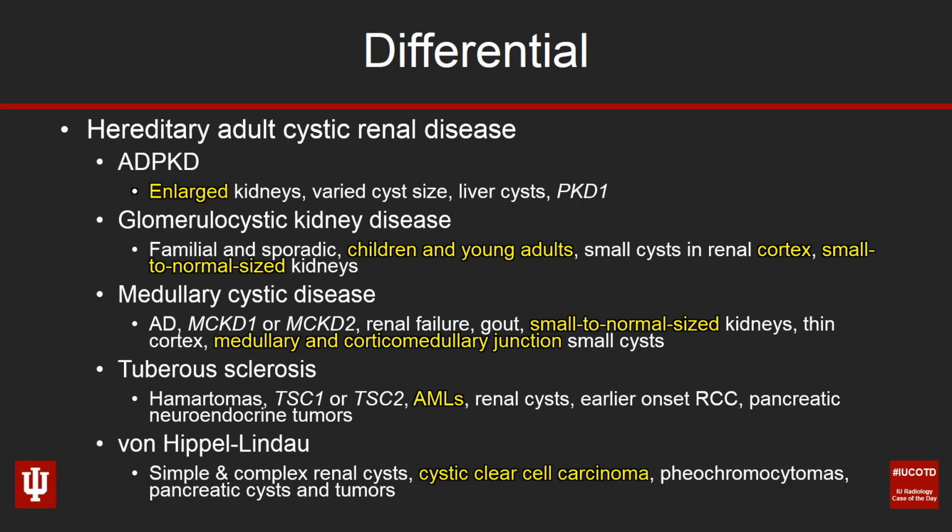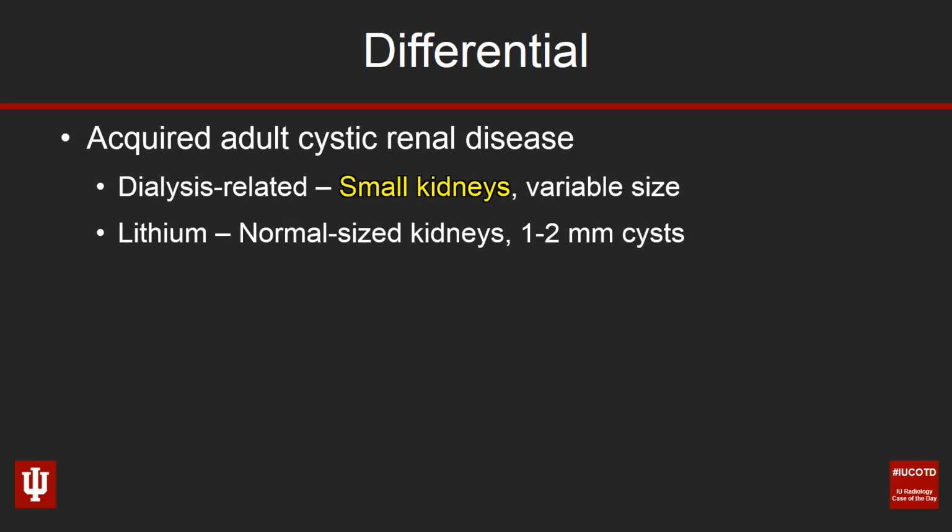Von Hippel-Lindau can also have renal cysts, which may be simple or complex. This is in addition to the propensity to develop cystic clear cell carcinoma of the kidneys, pheochromocytomas, pancreatic cysts, and other pancreatic tumors. As for acquired adult cystic renal diseases, dialysis patients will have small atrophic kidneys and cysts of variable size, rather than the uniform 1 to 2 millimeter cysts in normal-sized kidneys, such as in chronic lithium nephropathy.